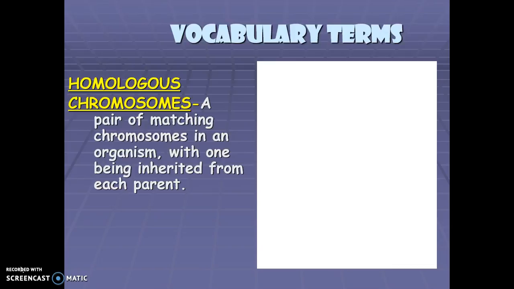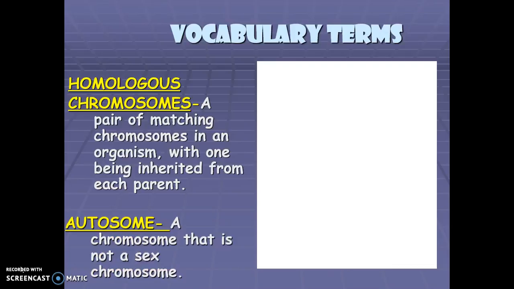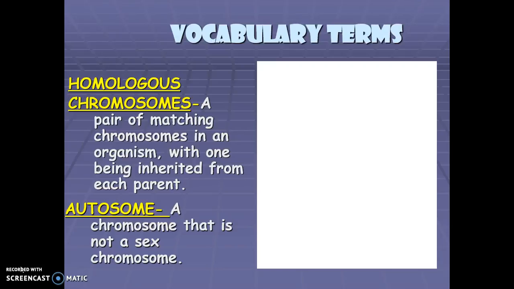Humans are more complicated than this. I'm simplifying it just to sort of get the idea of what a homologous chromosome is, okay? Pair from mom, pair from dad, but they might just have different versions of genes on them. You also have autosomes. Your autosomes are your chromosomes that are not sex chromosomes.